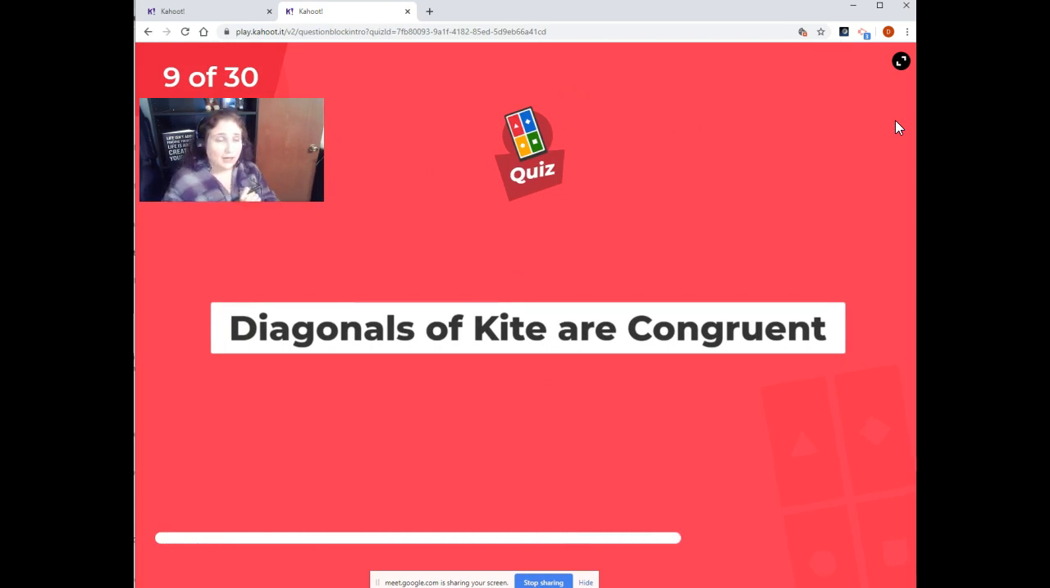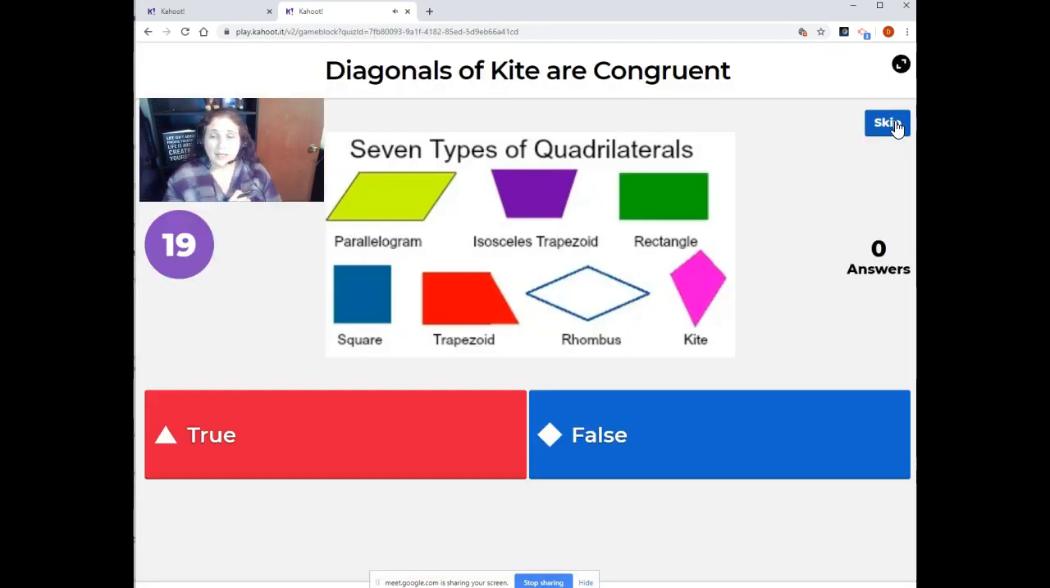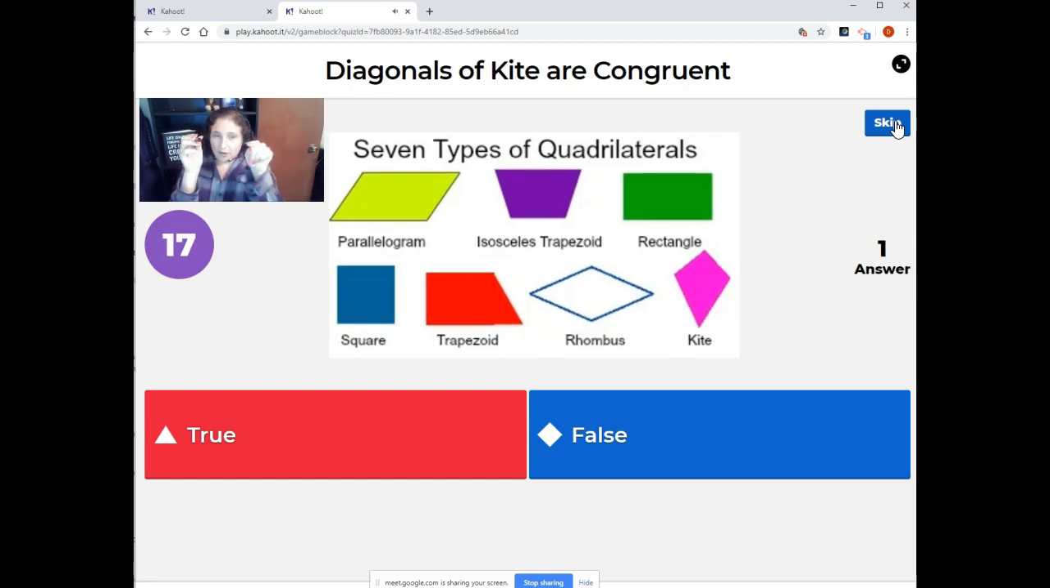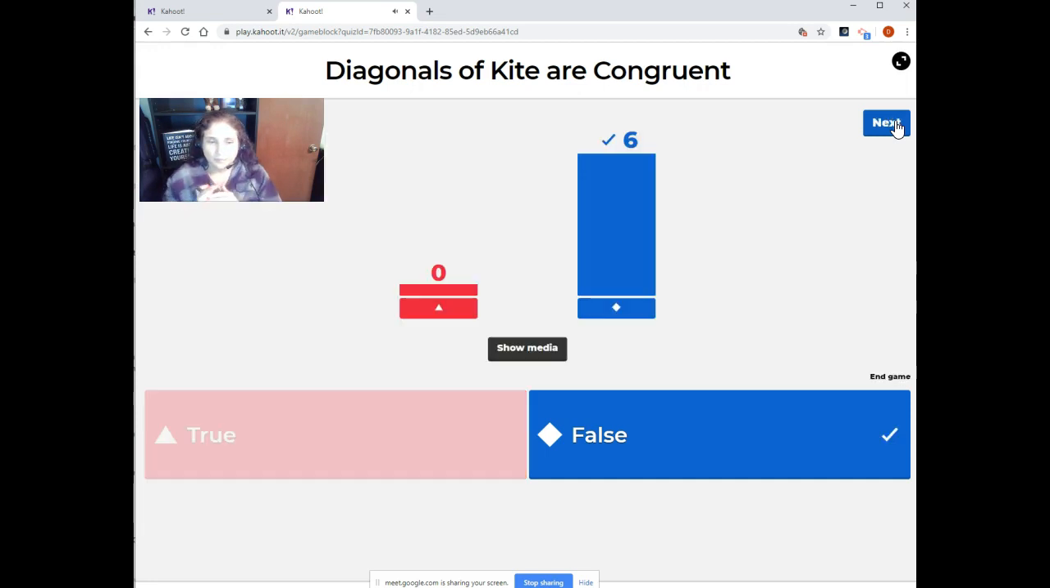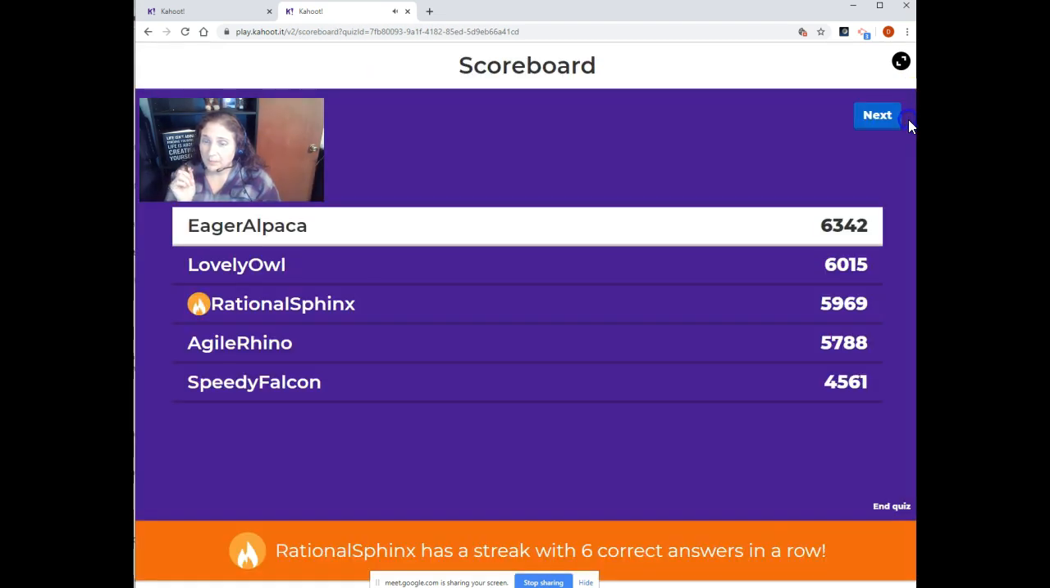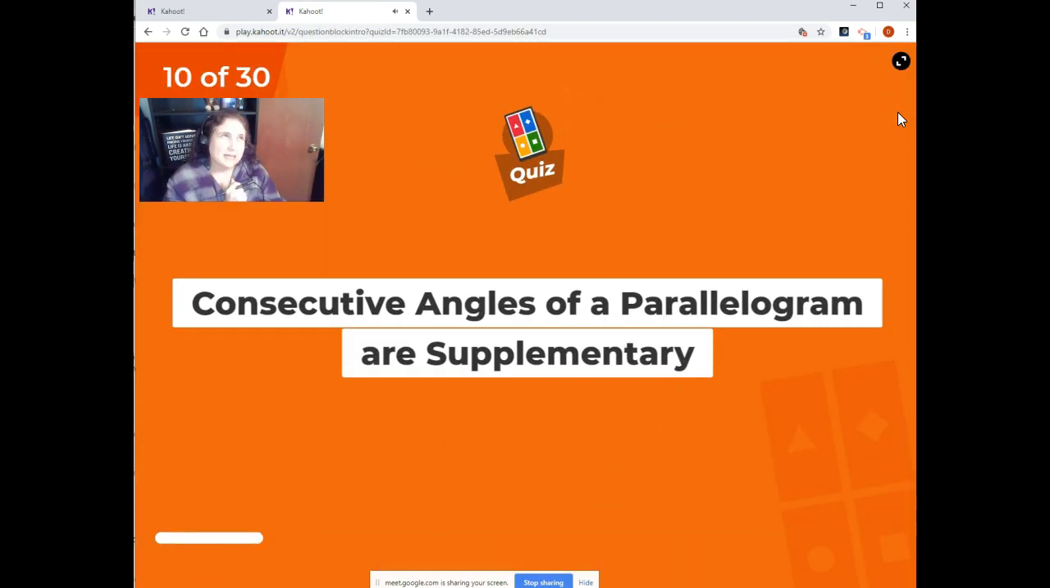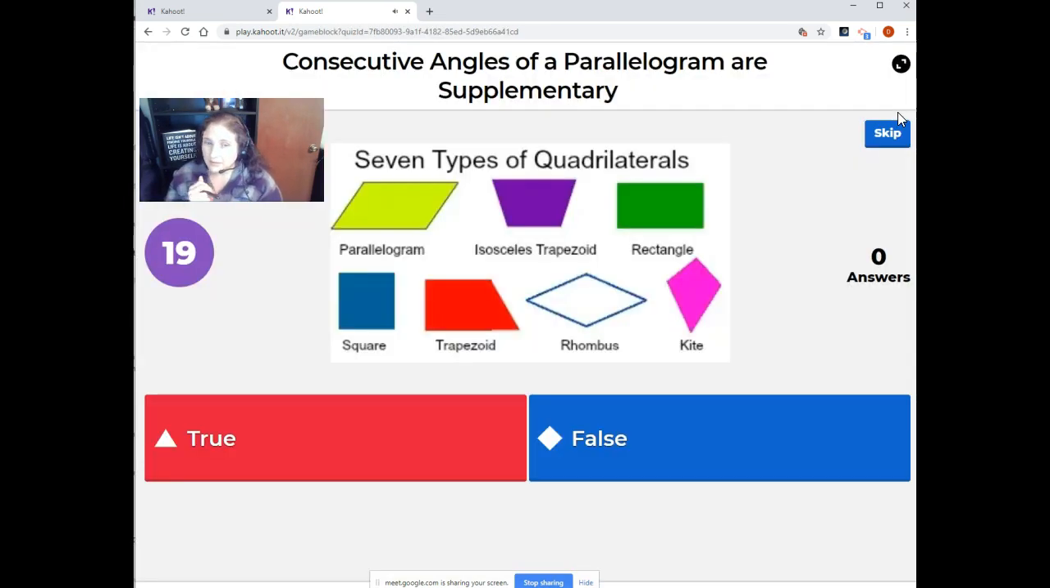Diagonals of a kite are congruent. Look at the kite. Is it the same distance going across as it is up and down? Yay! Diagonals of a kite are also perpendicular. That would be true. And technically, one diagonal of the kite bisects the other diagonal.